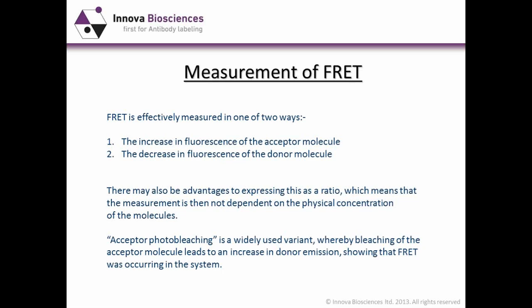In another widely used variant called acceptor photobleaching, the acceptor is deliberately photobleached so that it can no longer be activated by donor emission. In such cases, after the photobleaching, you'll see an increase in donor emission, and that actually shows that FRET was ongoing before the photobleaching event took place.